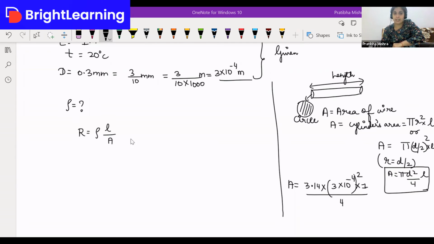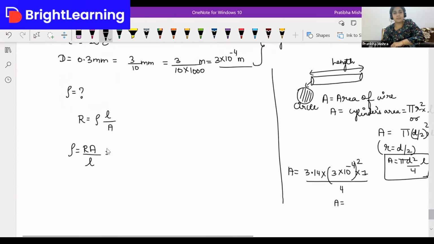Now what you will do is, you got the area. You will calculate it and get the area over here. So what exactly is the area? If you want to write it now, you can write it now, or else you can substitute it at any point of time. Now you need to find out rho. So rho will be R into A upon L, which is length of the wire. So what is R? R is the resistance. What's the value of resistance that we have here? 26.